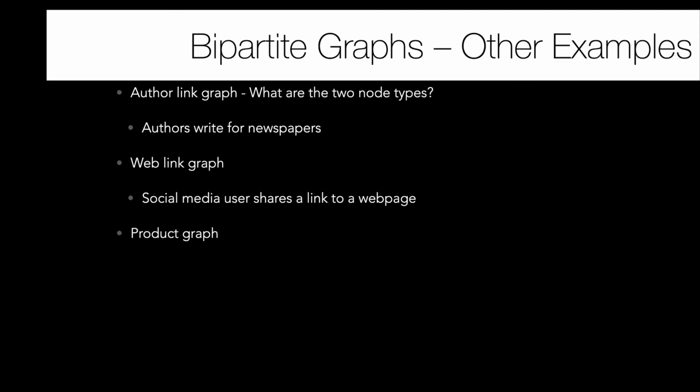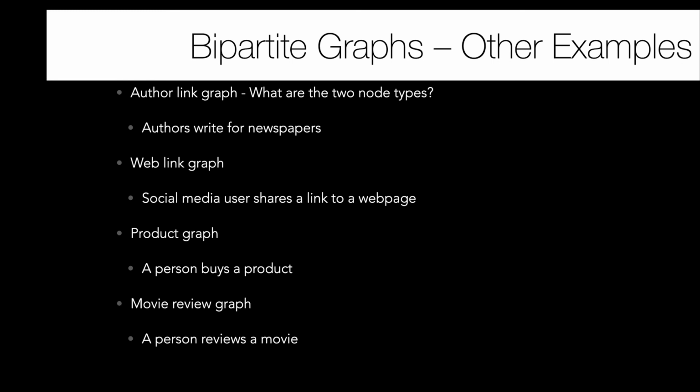Or a product graph on Amazon, where a person buys a product. Generally, people don't buy people and products don't buy products. So all of the interaction occurs between these 2 types. Or a movie review graph, where a person is reviewing a movie. Movies don't review other movies, and people don't review other people in this particular context.